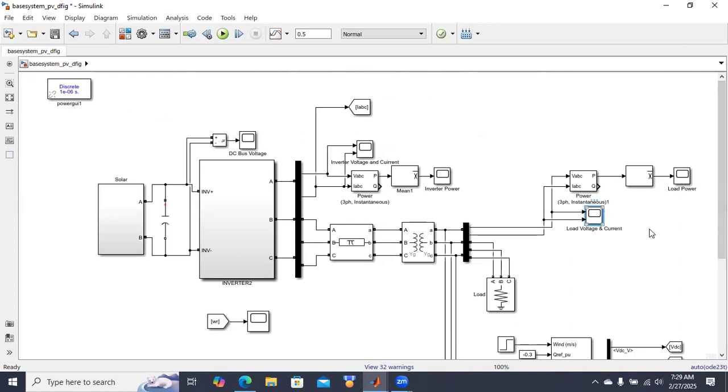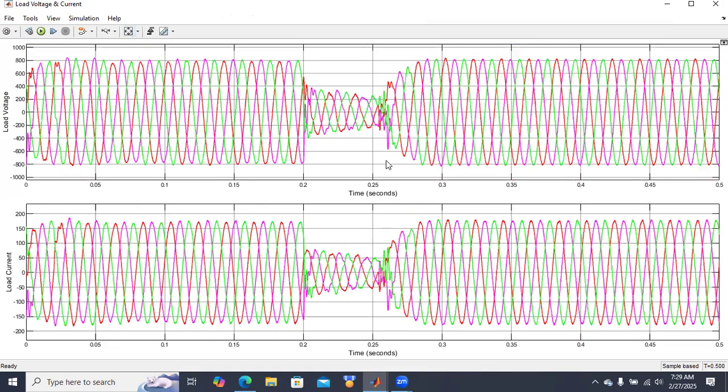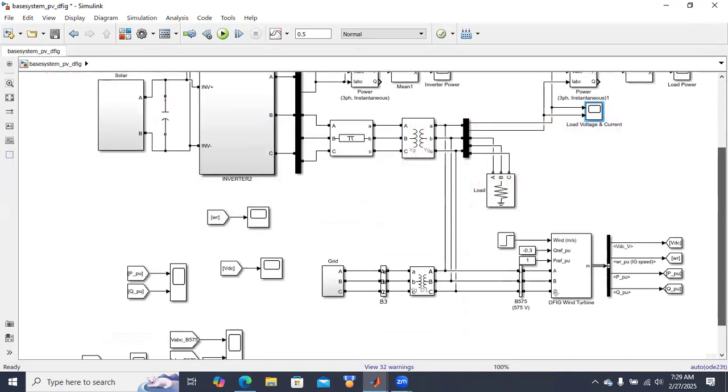And these are at the load side. Due to the reduction in the power due to that three phase to ground fault, both voltage and current are decreasing on this load side. When the fault is created at grid side, it is affecting the load performance also. So these are the voltage and current values and the DC link voltages when the fault occurred.